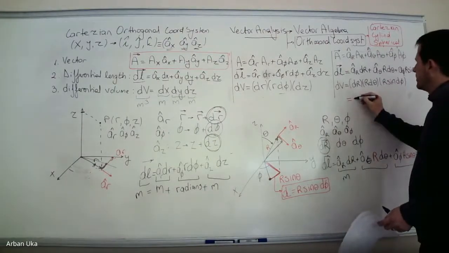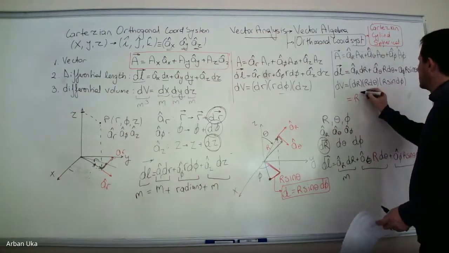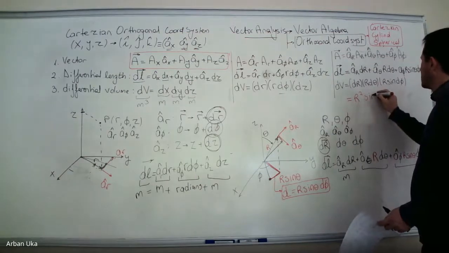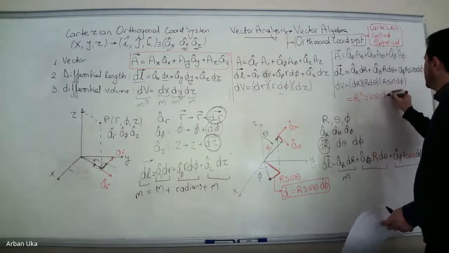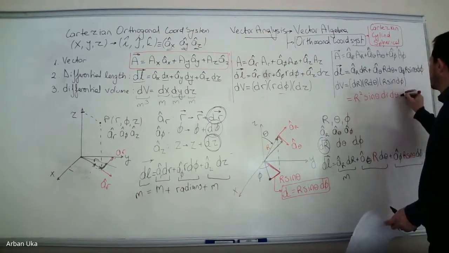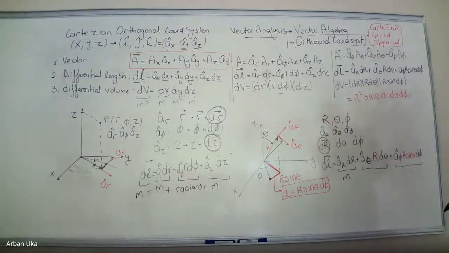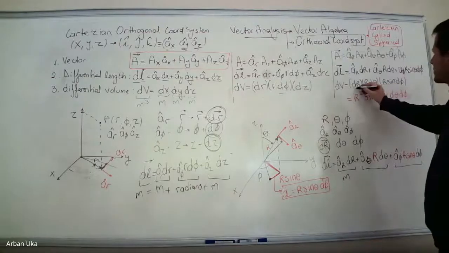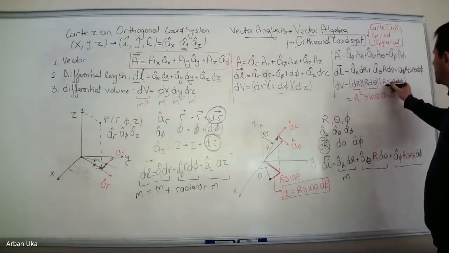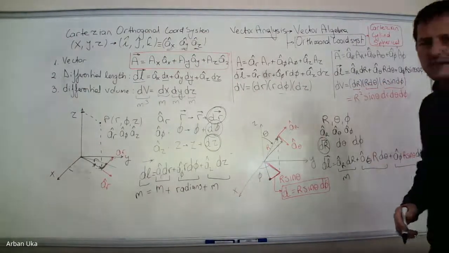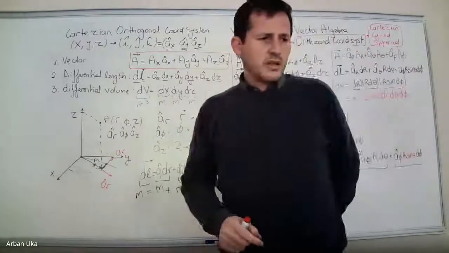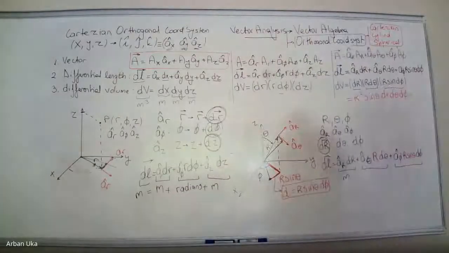This volume you might often see in the form r squared sine theta dr d theta d phi. These are all correct, but we just wrote it this way to make it clear that we have here meters times meters times meters. They would be meter cubed, the complete volume.